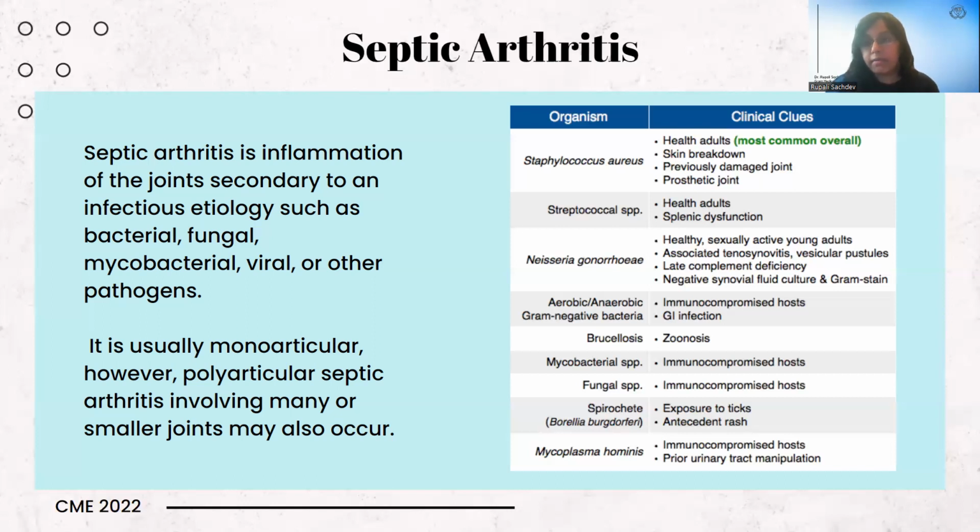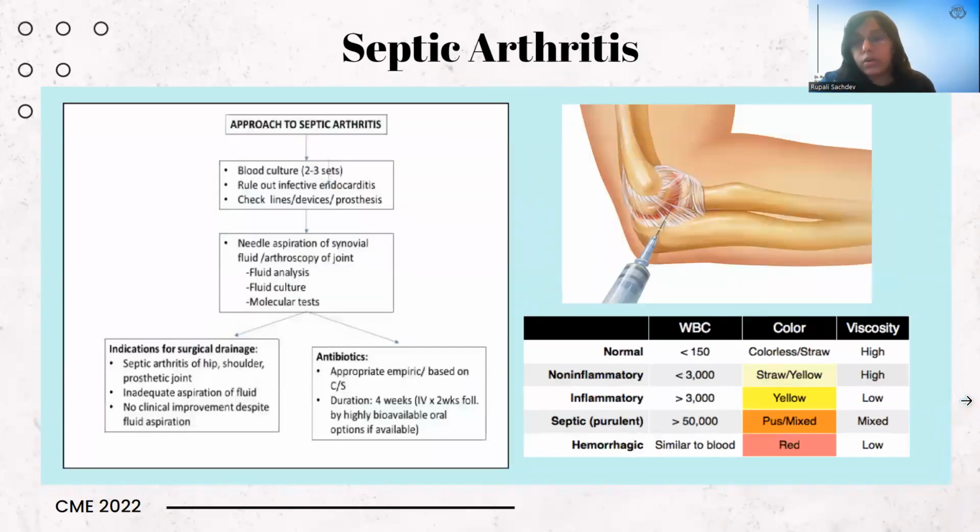Patients with HIV, patients with severe, uncontrolled diabetes are more likely to have infections by mycobacteria and fungal species. Right? Okay. Now, how do you diagnose these cases? You do something called a blood culture and a joint aspiration. So you do a blood culture, you take blood from 3 sites, 2 to 3 sets of blood culture.